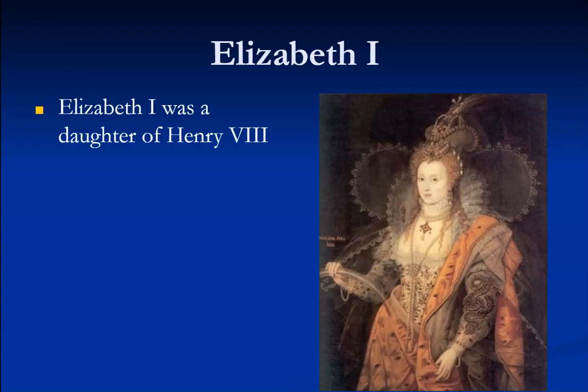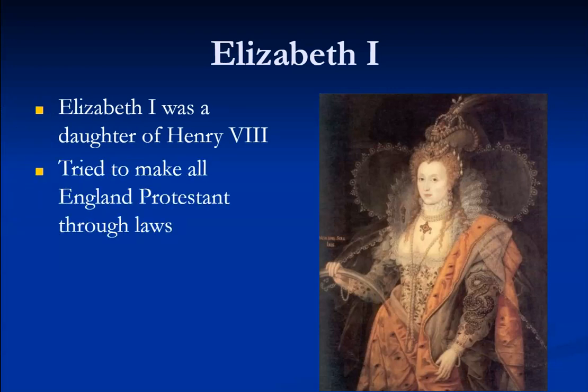Elizabeth I. Now, Elizabeth I was the daughter of Henry VIII. She tried to make all of England Protestant through laws. But at this time, remember, it was her father, Henry VIII, who had broken with the Catholic Church. So what we had here was a large number of people who were still mainly Catholic in England, and a large number of people who had converted to Protestantism in England. And so there were serious issues in the population.